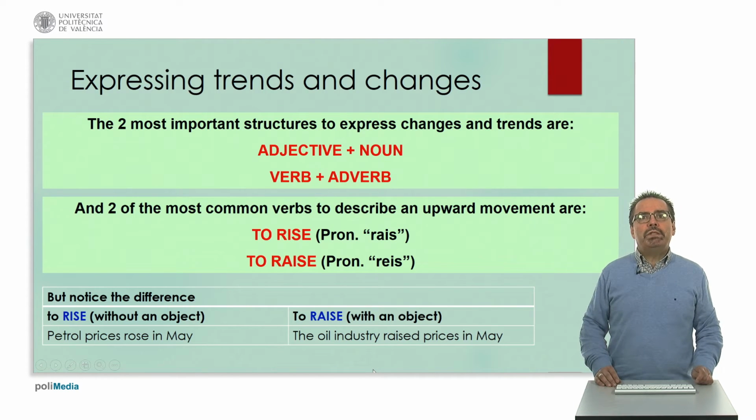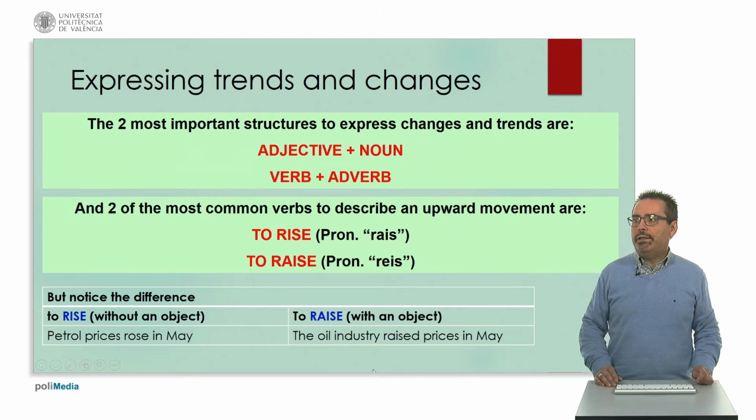The two most important structures that are used in technical English to express changes and trends are adjective plus noun and verb plus adverb. And two of the most widely used verbs to describe an upward movement are to rise and to raise. Notice the pronunciation here.